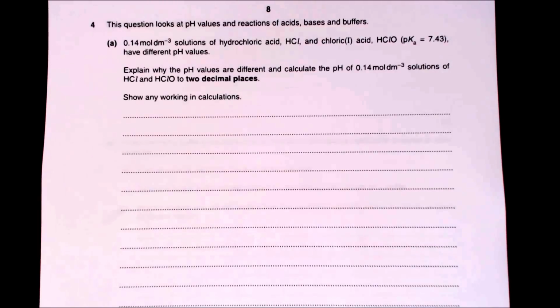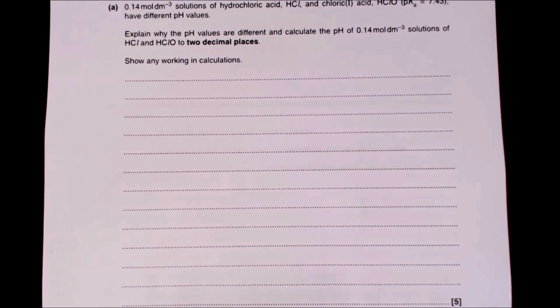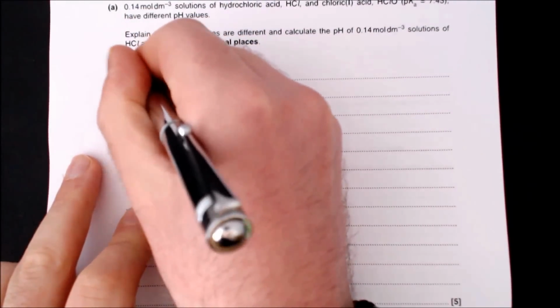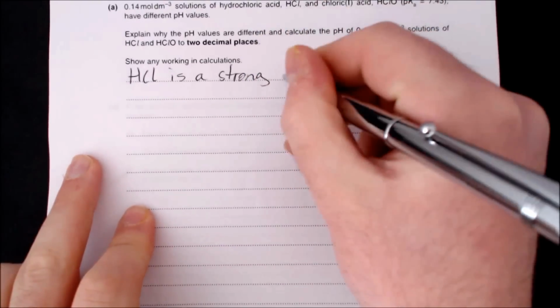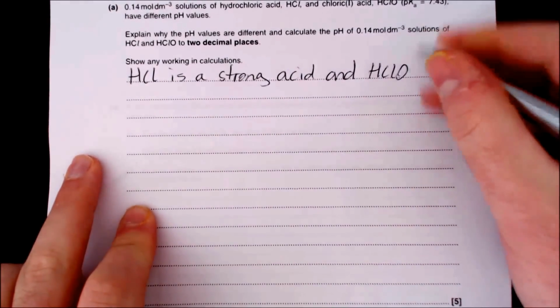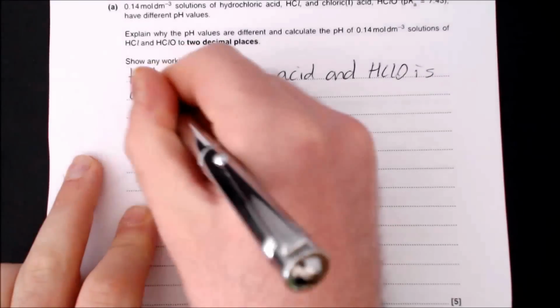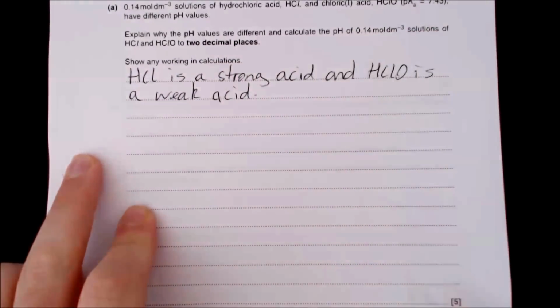So we're starting off with a massive 5-mark question. The first thing we need to do is identify which ones are strong and which ones are weak, and then work out the pH values of each. So the strong acid is the HCl. We'll put on here, HCl is a strong acid, and HClO is a weak acid. So we actually get a mark for just stating that fact there.